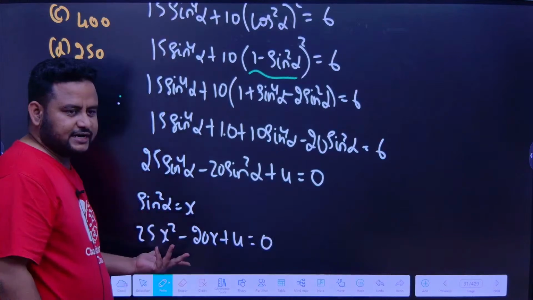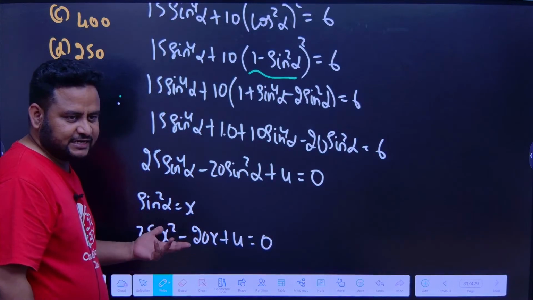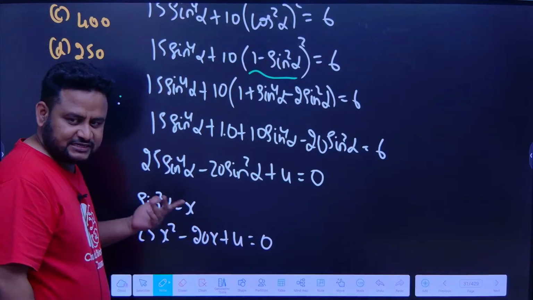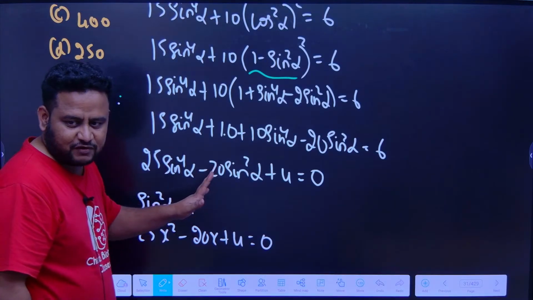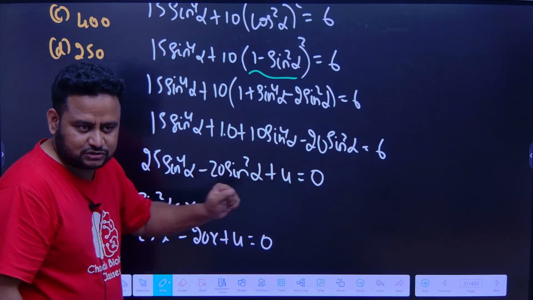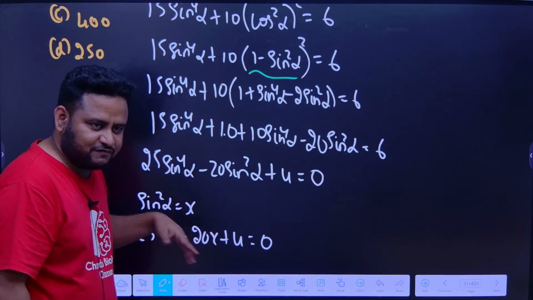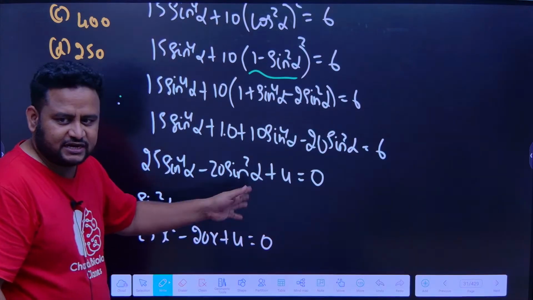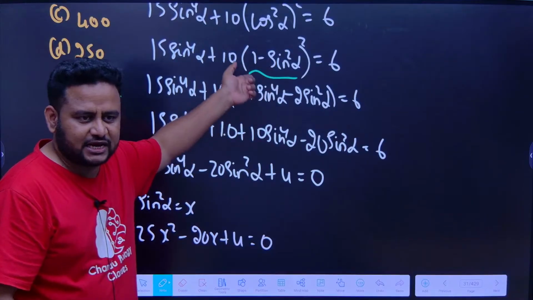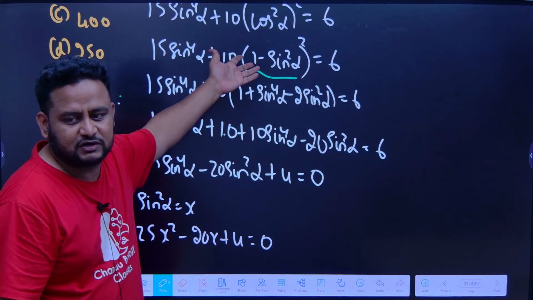Now, to solve this quadratic equation to get x, if I am getting x, I will get sin square alpha. If I get sin square alpha, I can get cos square alpha. How? Sin square alpha is equal to 1 minus cos square alpha. If I get sin square alpha, I can get sin alpha. Cos square alpha, I can get cos alpha. Then eventually I will get cosecant alpha and secant alpha. That is what they are asking.